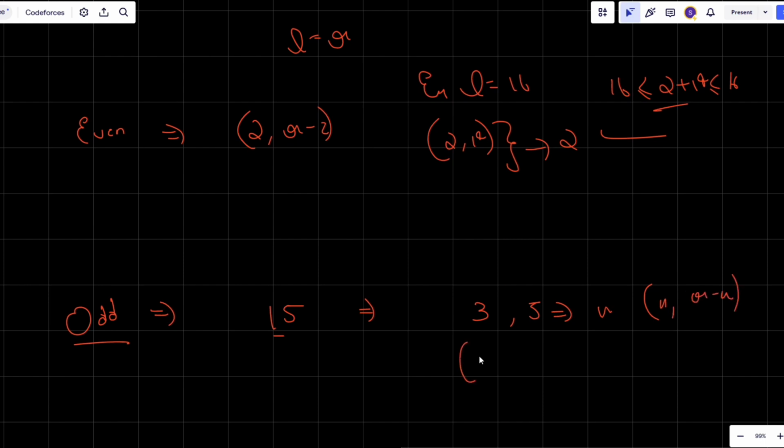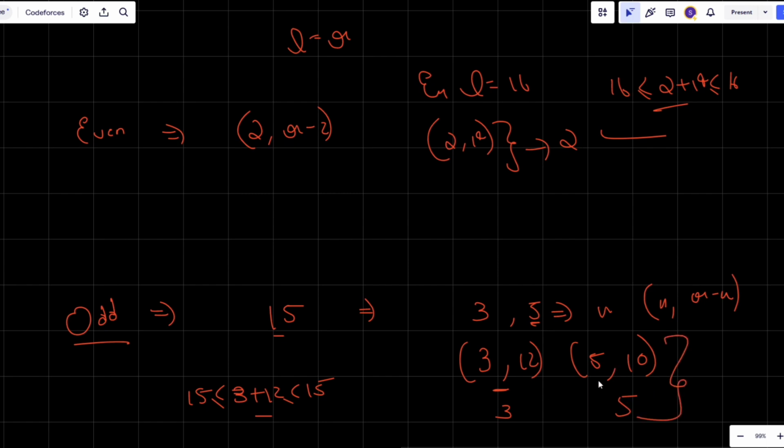See, it was 3, comma 12. 15 minus 3 is 12. For this case, 5 and 15 minus 5 is 10. Now see, this is satisfying the first condition. How? Let's see. 15 less than or equal to 3 plus 12 is less than or equal to 15. 15, 15, 15. This condition is true. And for this case, what is the greatest common divisor over here? It is 3. And for this case, again, what is the greatest common divisor? That is 5. So yeah, our solution is right. We are not wrong over here.